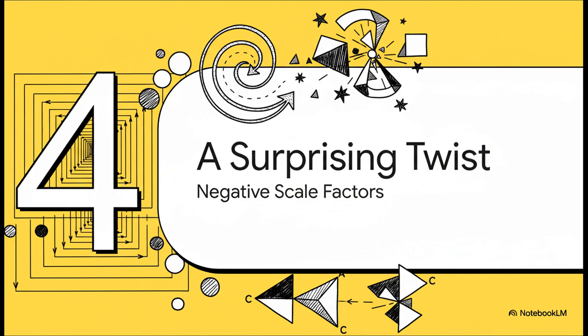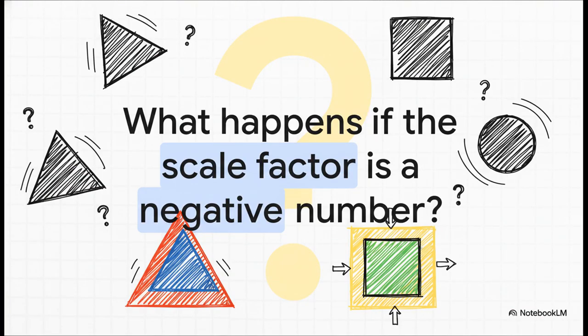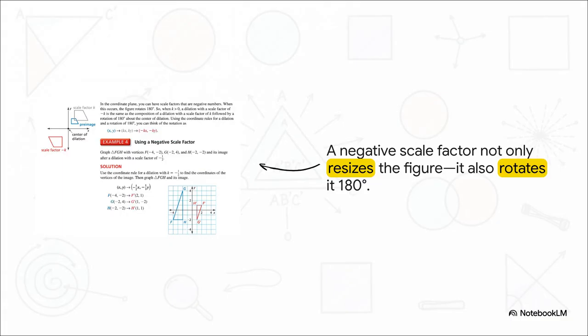Okay, so you've pretty much mastered enlargements and reductions. But geometry always has a cool little twist up its sleeve. What do you think happens when we push that scale factor into some, let's say, uncharted territory? So far, K has always been a positive number, but what if it's negative? I mean, what does that even do? Does the shape just vanish? Does it turn inside out?